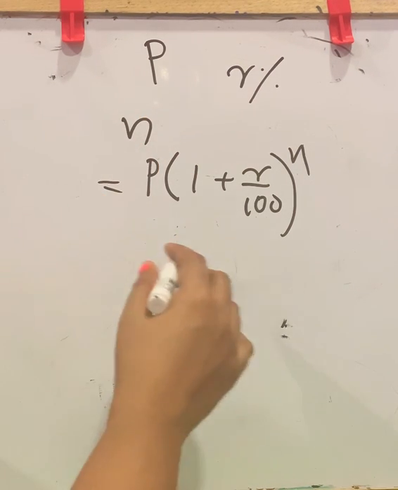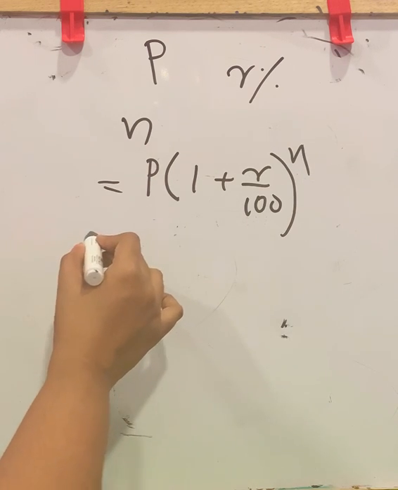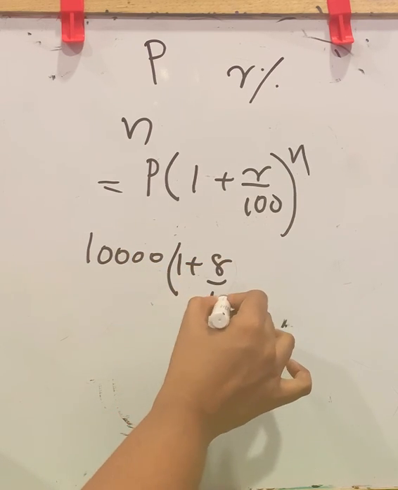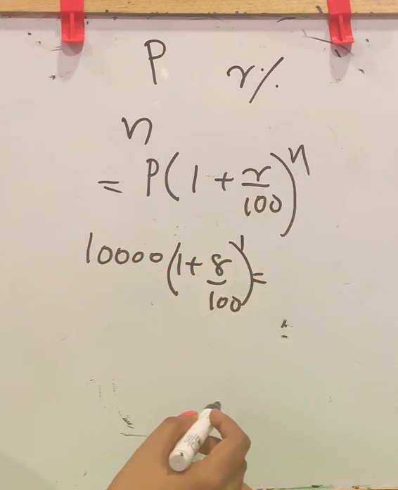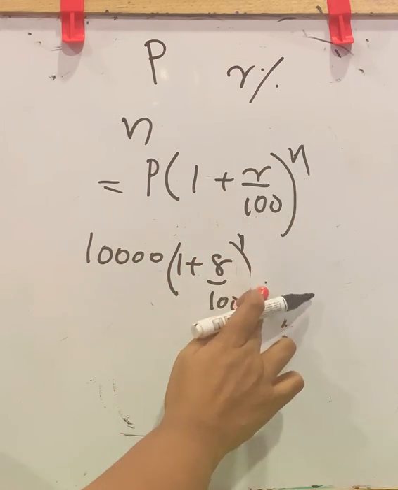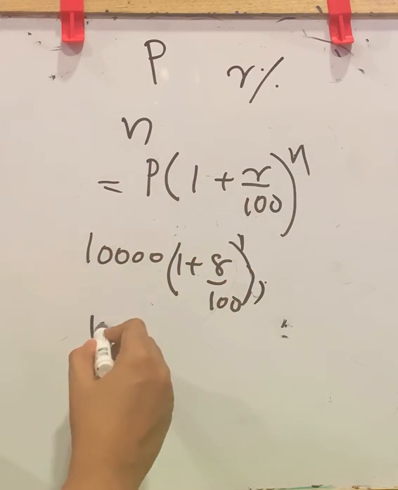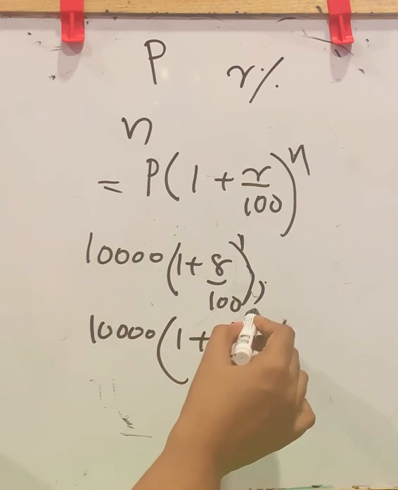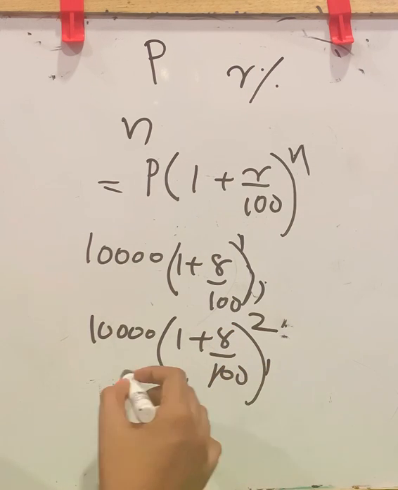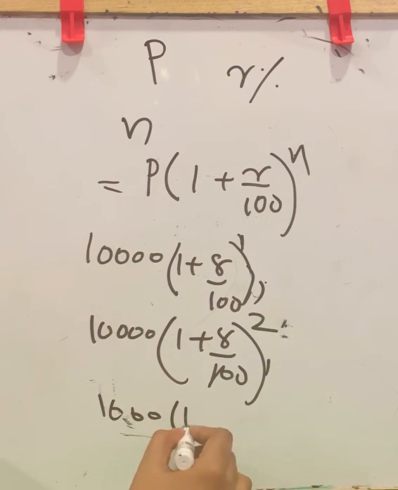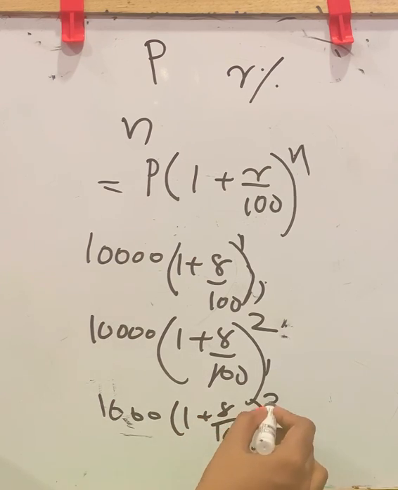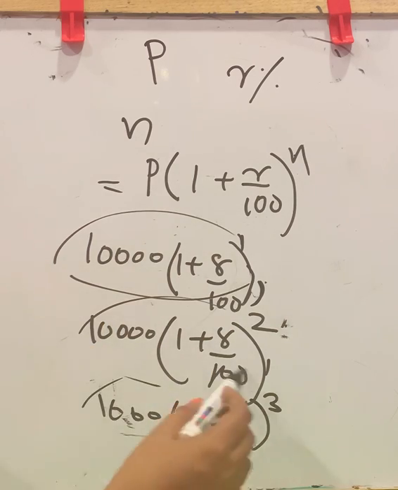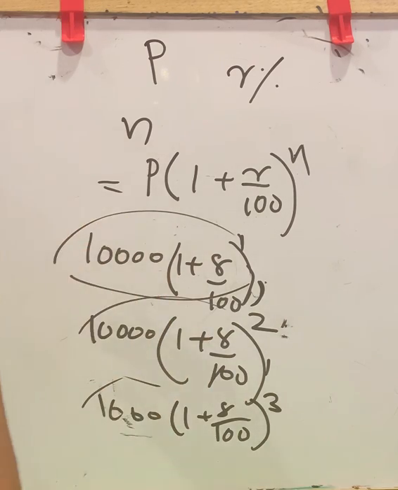Therefore, how will we write the series here? P is 10,000 into 1 plus 8 by 100 in the first year. The number of years here is 1. And what will be in the second year? 10,000 into 1 plus 8 by 100, whole raised to 2 in the second year. And in the third year it becomes 3. So this is the first term, this is the second term, this is the third term. We are writing it as a sequence.